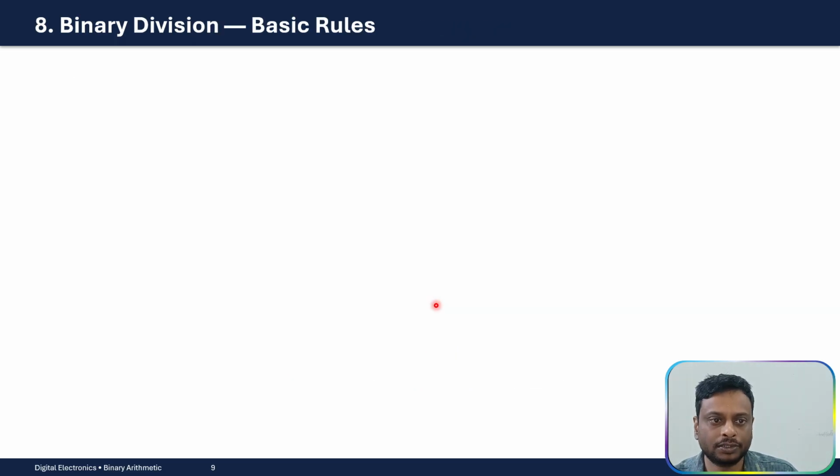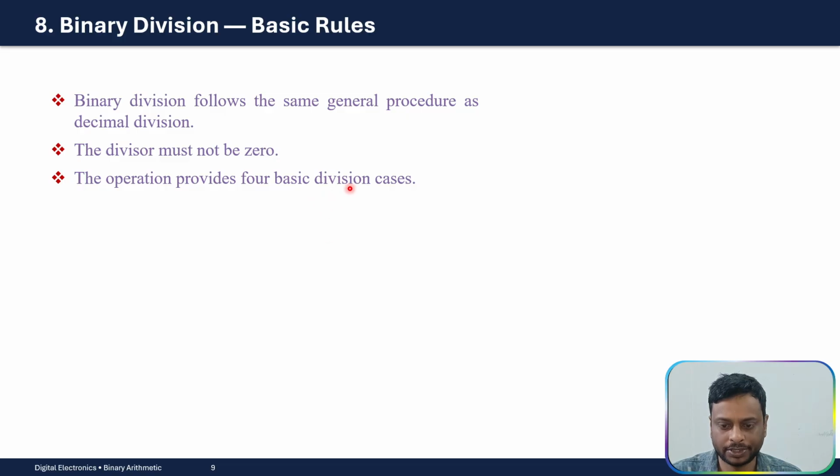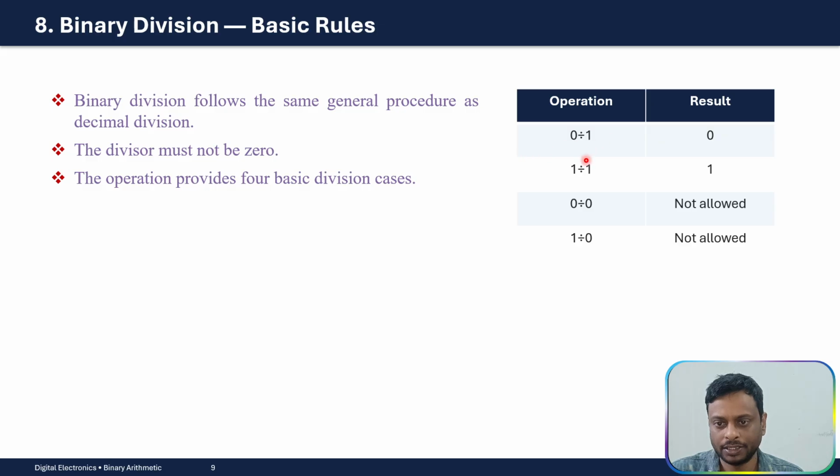Okay. The last thing is the binary division. Binary division follows the same procedure as the decimal division. The divisor must not be 0. The operation provides 4 basic division cases. So you can see 0 divided by 1, it will be 0. 1 by 1 it will be 1. 0 by 0 is not allowed, it is indefinite. Then 1 by 0 will be infinity, so it is also not allowed. So we are only allowing 0 divided by 1 and 1 divided by 1.